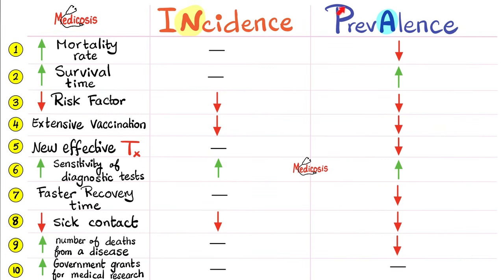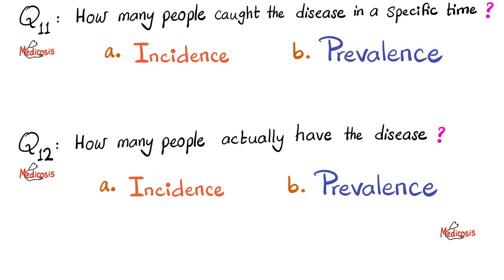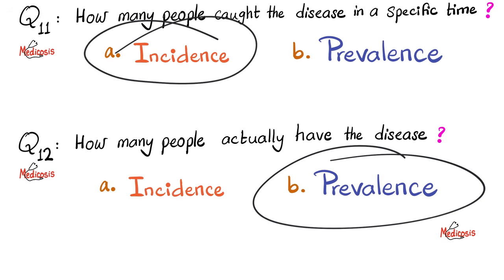Here are the answers to all of these questions in a beautiful table that's going to help you a lot in your exam. Make sure to pause and review and practice many times. Question: how many people caught the disease in a specific time? Is this a reference to incidence or a prevalence? Pause and try to answer this. Number 12, how many people actually have the disease right now? Is this incidence or prevalence? Here are the answers. The first one is incidence. The second one is prevalence.